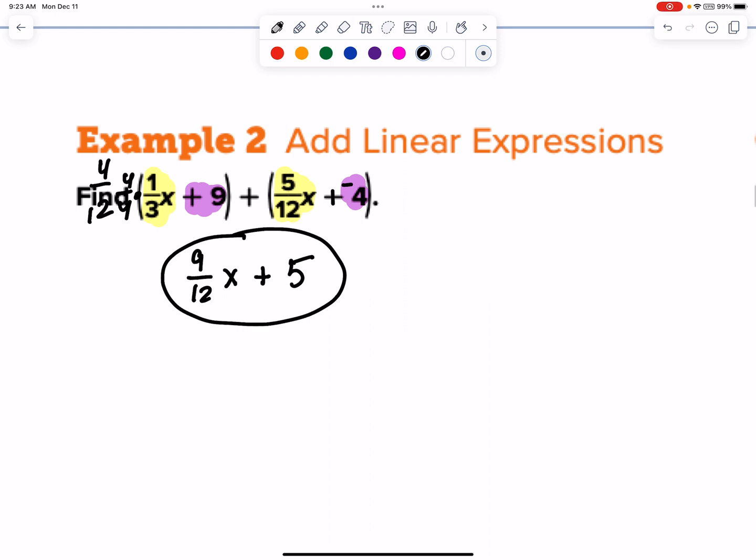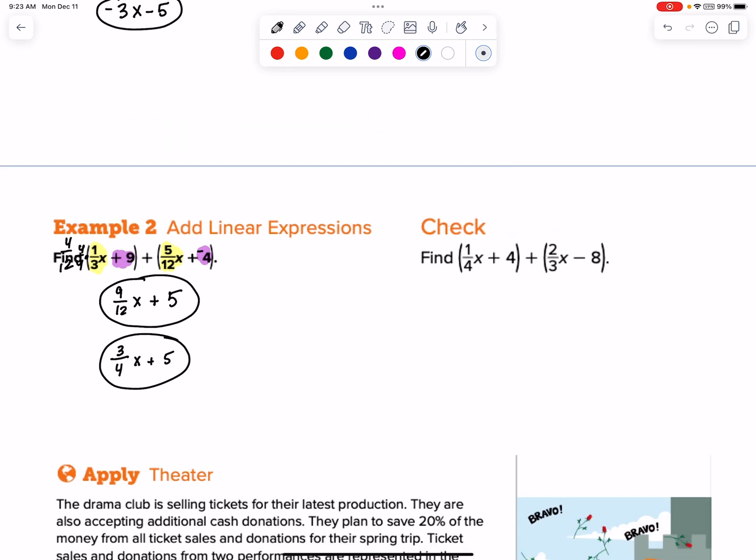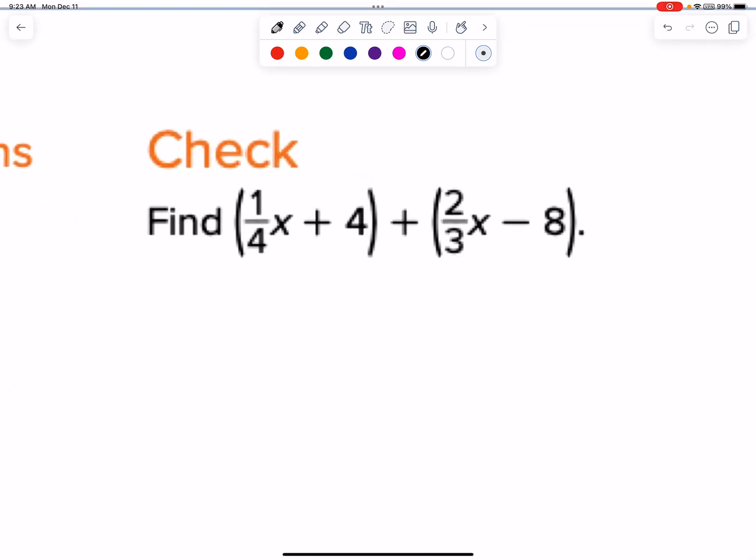I could simplify the 9 twelfths x as well if I want. Divide by 3 over 3, and we would get 3 fourths x plus 5. Okay, that would be another appropriate answer. All right, so go ahead and pause and try the check.